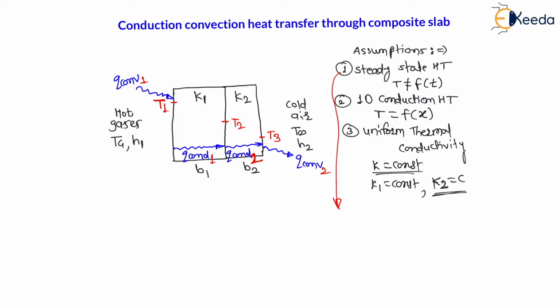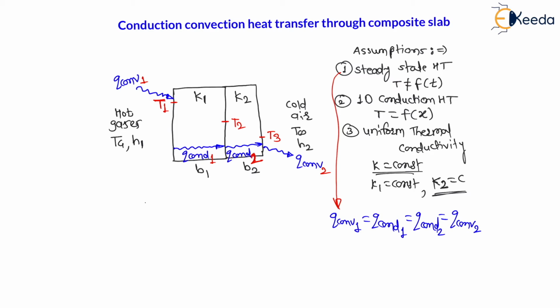Therefore, because of this steady state heat transfer, we can say the convection heat transfer in the first case is equal to the conduction heat transfer in the first slab, is equal to the conduction through the second slab, is equal to the convection heat transfer to the inside room, right? This is called steady state heat transfer, that is, the heat transfer at each and every location is the same.